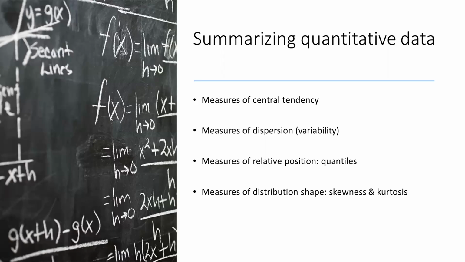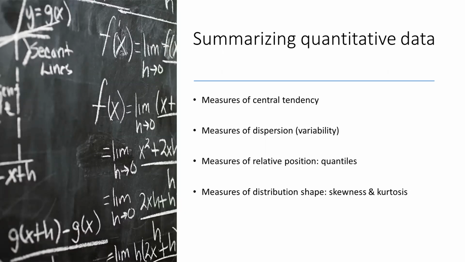All right, quantitative data has four major ways you summarize it. Two of these ways are the most popular, but there are four major ways. One is by summarizing using measures or techniques for central tendency. The next one is measures of dispersion, otherwise measures of variability.